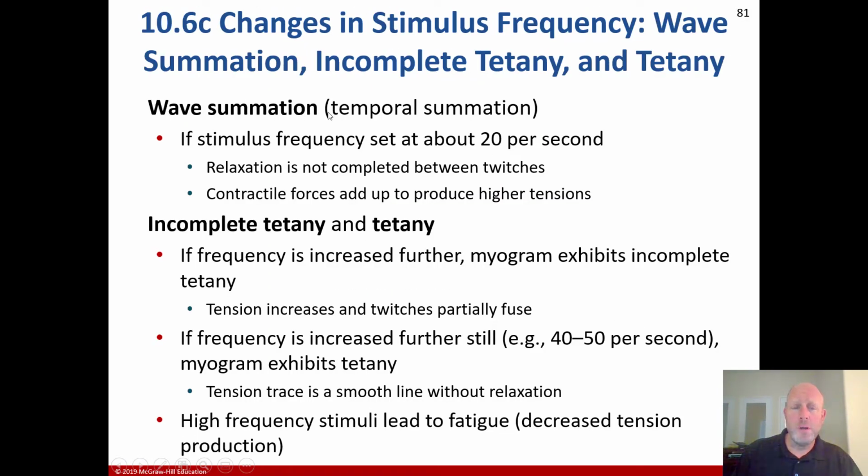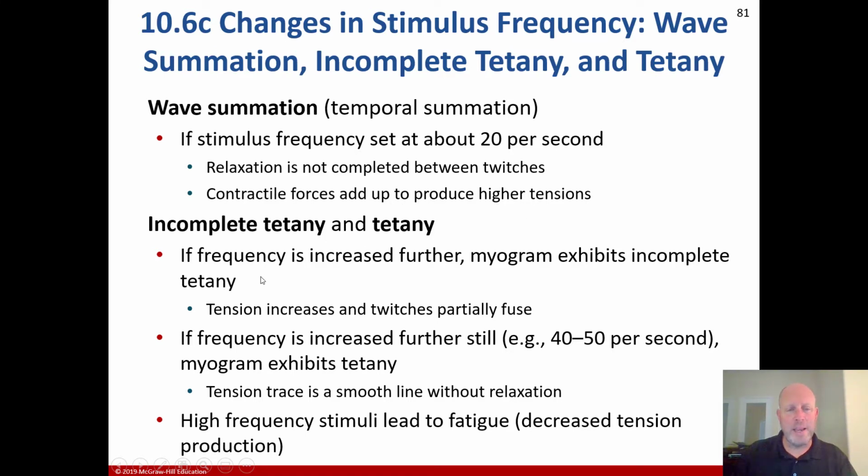Now, wave summation, I'm referring to a change in stimulus frequency. Wave summation is also called temporal summation. If the stimulus frequency is set at about 20 per second, so it's really a high level, relaxation can never be fully completed between twitches, so you can have these overlapping twitches, which actually helps produce more and more force. Essentially, anyone that can produce maximal capacities of force beyond most people probably has a greater capacity for this wave summation concept related to the given muscles that are firing. The contractile forces add up to produce higher and higher tensions.